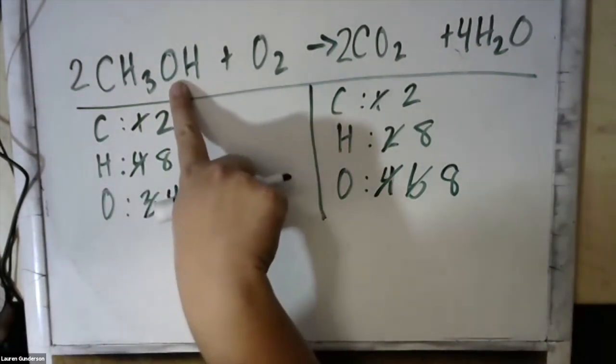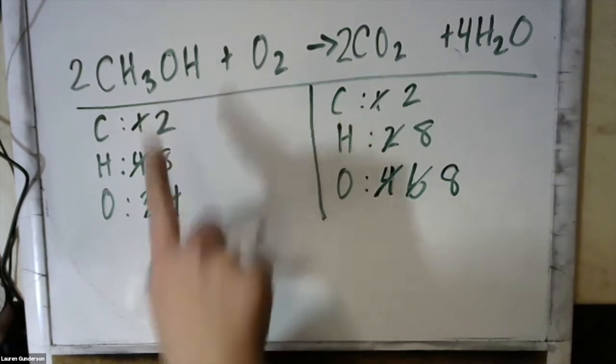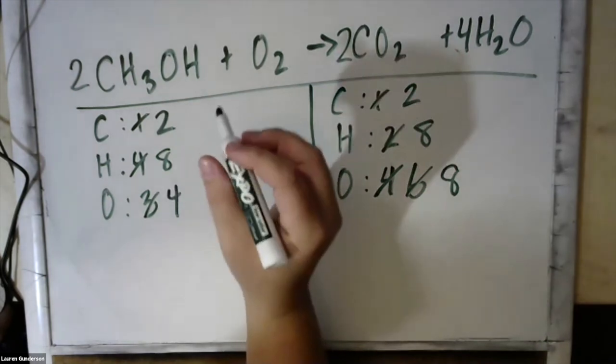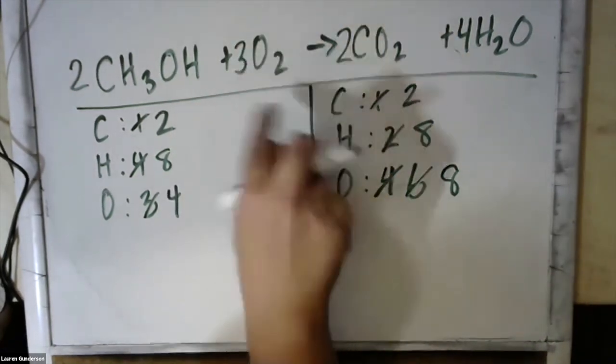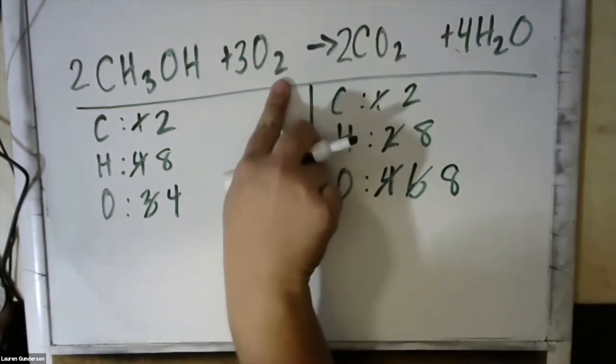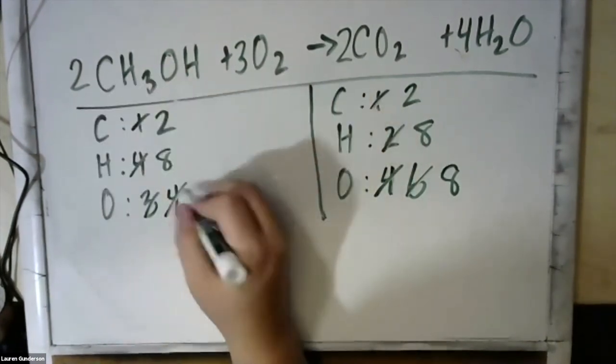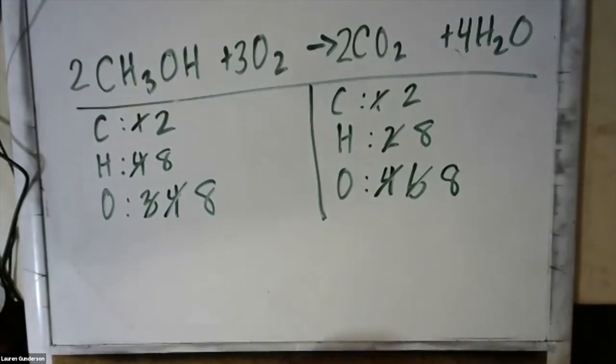Okay, so I've got 2 oxygens that are coming from my methanol. I need 8 oxygens total. So I must have 3 O2 molecules. This will provide 6 oxygens. If I add it to the 2 oxygens that I get from my methanol, that'll give me a total of 8 oxygens here. And then I'm all balanced.